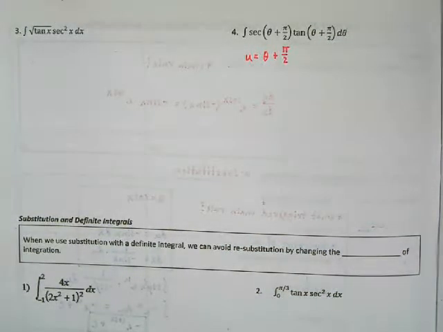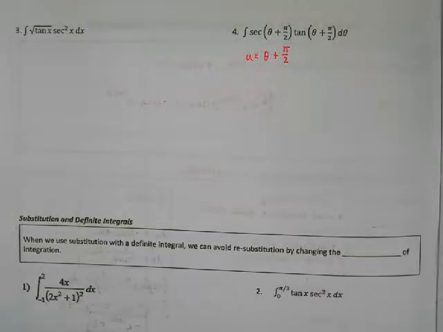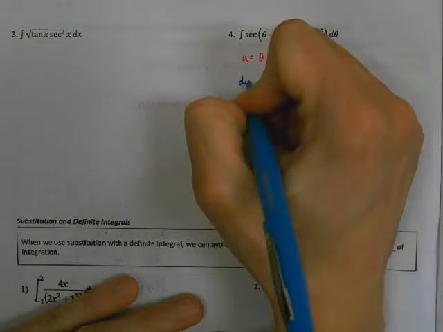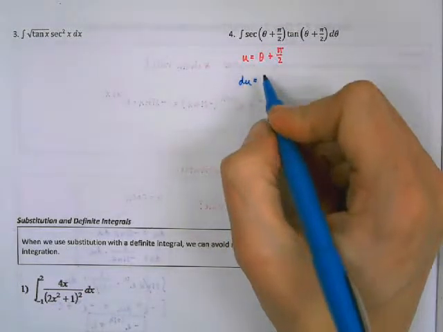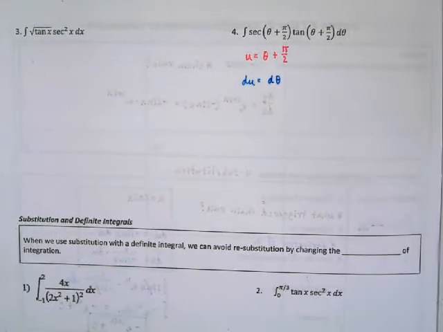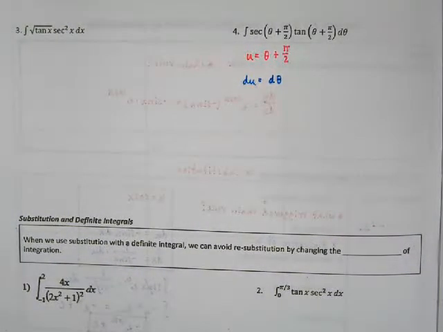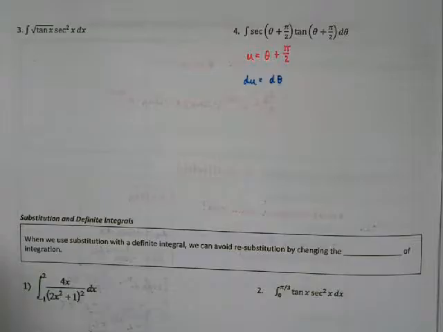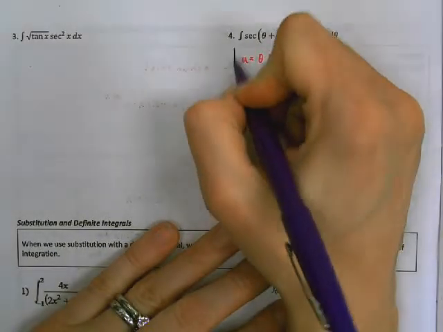So my next step is to differentiate that. du. Now, the derivative of theta is just going to be d theta, and my pi over 2, that's just a constant, so that derivative is just going to go to 0. So I actually have everything I need right now.